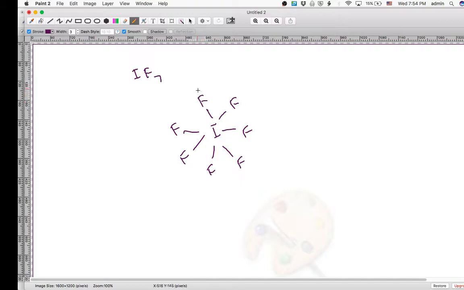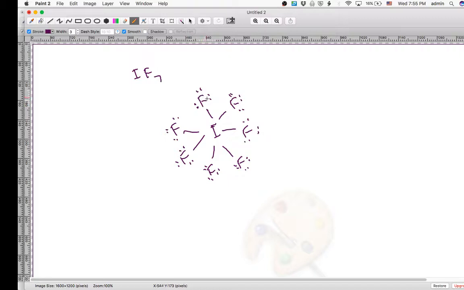But these fluorines still need to have 8 electrons around them. So 2, 3, 4, 5, 6, 7, 8. I'll do that for each of the fluorines, counting to 8 each time. This is fun, huh? Okay.